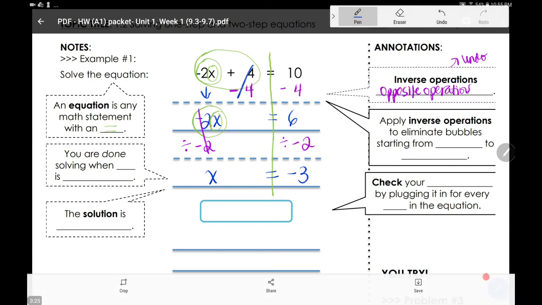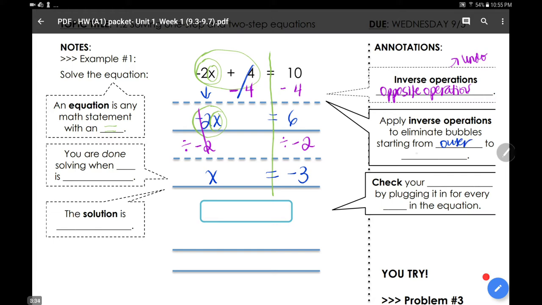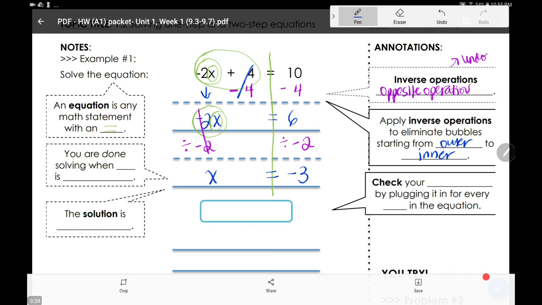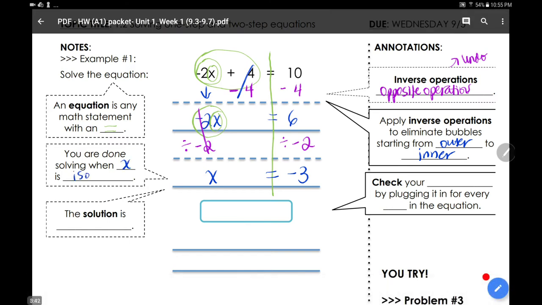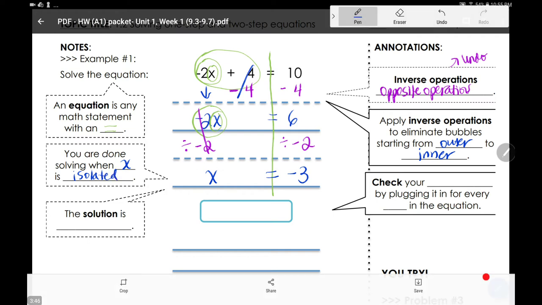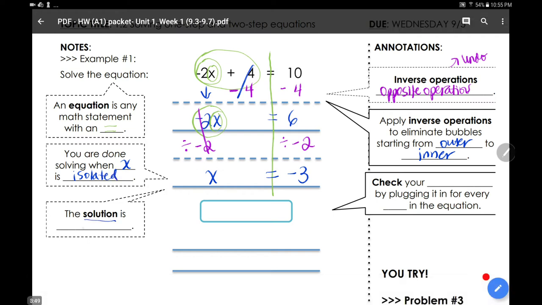Okay? So what we just did here is we applied inverse operations to eliminate bubbles, or those onion rings, starting from the outer to the inner ring. And we know we are done solving when x is isolated, or by itself. Is x by itself here? Yes, it is. So in this case, our solution is x equals -3.